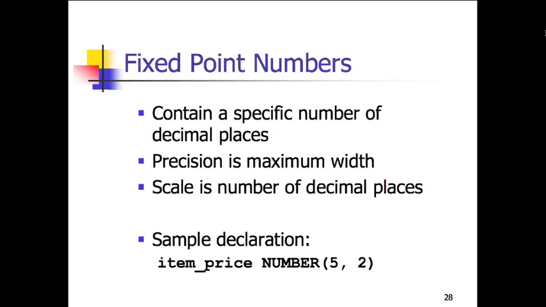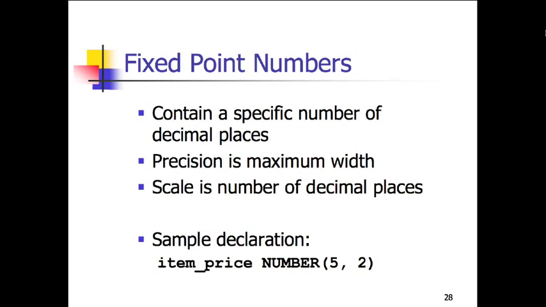So, all right, fixed point numbers contain a specific amount of decimal places. Precision is the maximum width. And here we have a sample declaration of an item price, which is a number, five, two decimal places, because it's a price, it's a dollar amount.